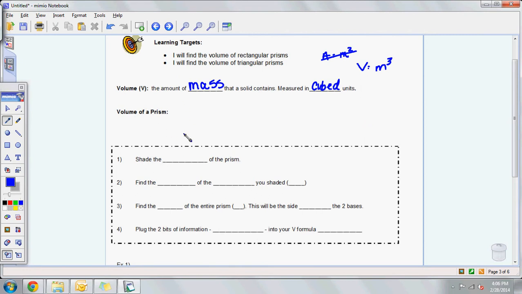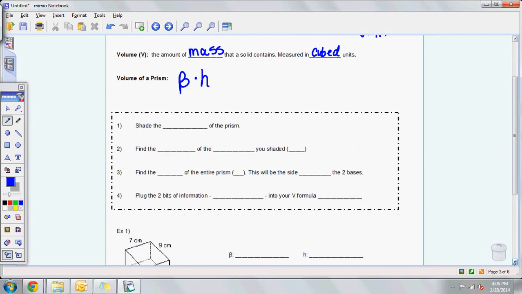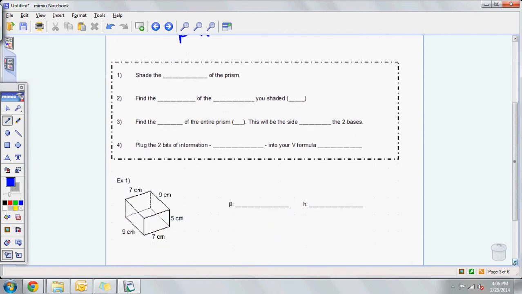Okay, so for every single prism, the formula is going to be very similar. You're always going to start out with the base area, and then you're going to multiply it by the height. And that is it, my friends. So that's why I'm saying it's much easier than the surface area formulas. So how are you going to go about finding volume of these prisms?